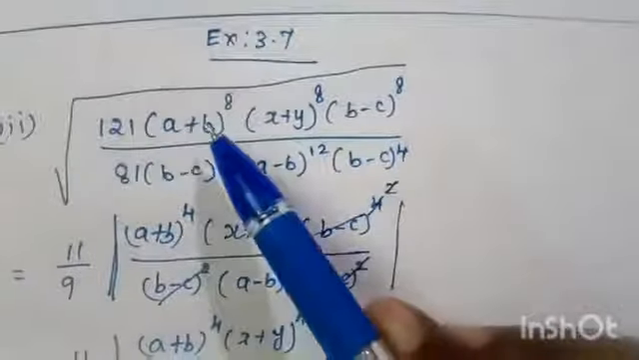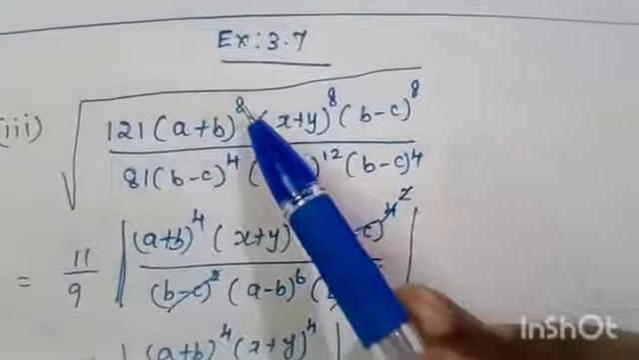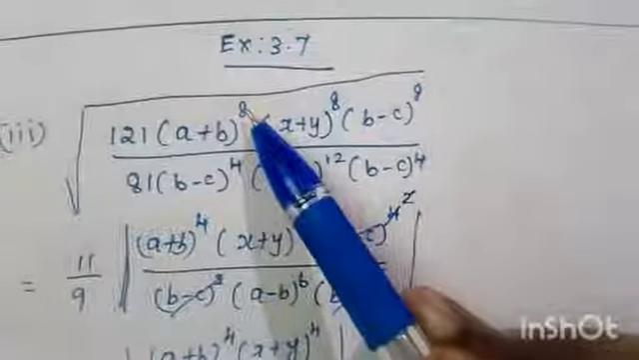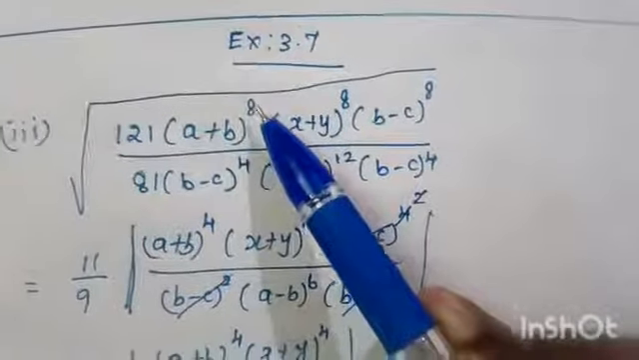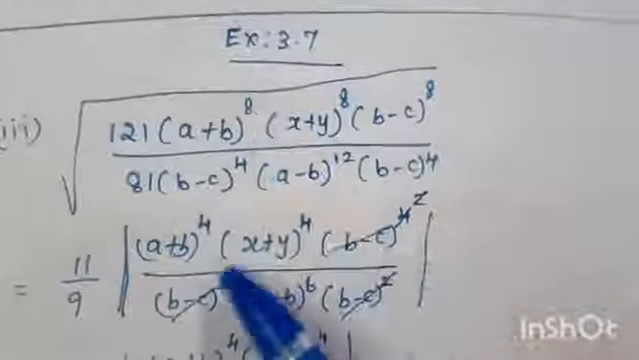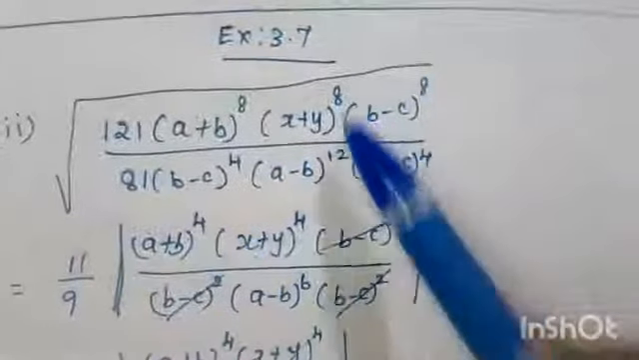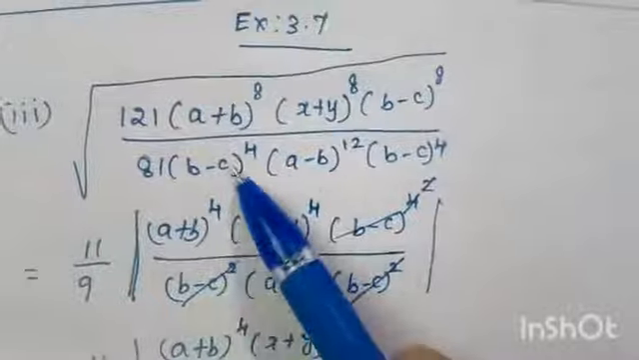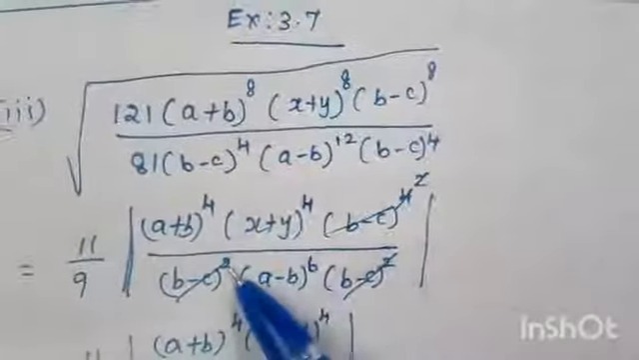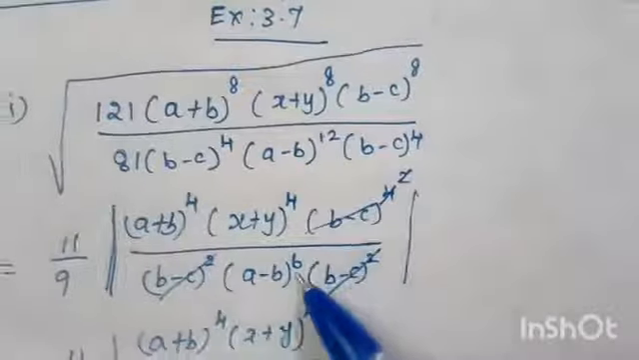So that is what I said: inside the root we have power 8. So when it comes out from the root, the power is reduced to half. So power 8 becomes 4, power 8 becomes 4, and power 8 becomes 4. In the denominator, power 4 is reduced to 2, and power 12 is reduced to 6.